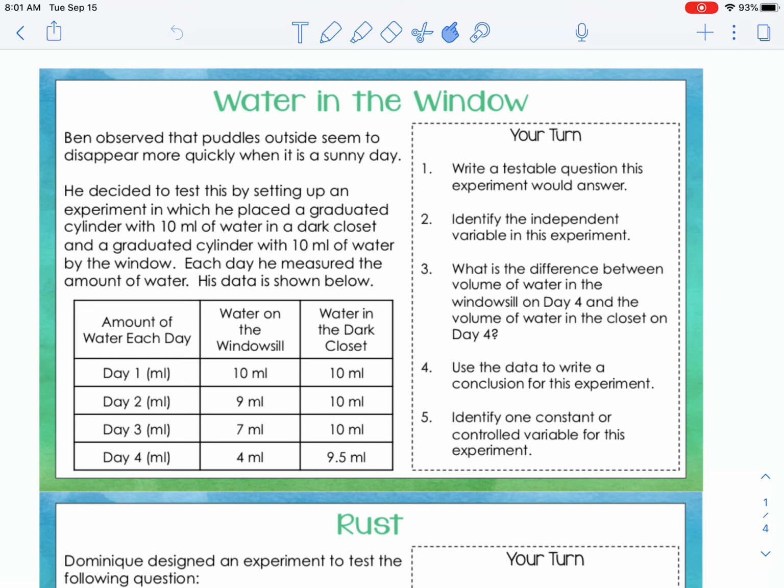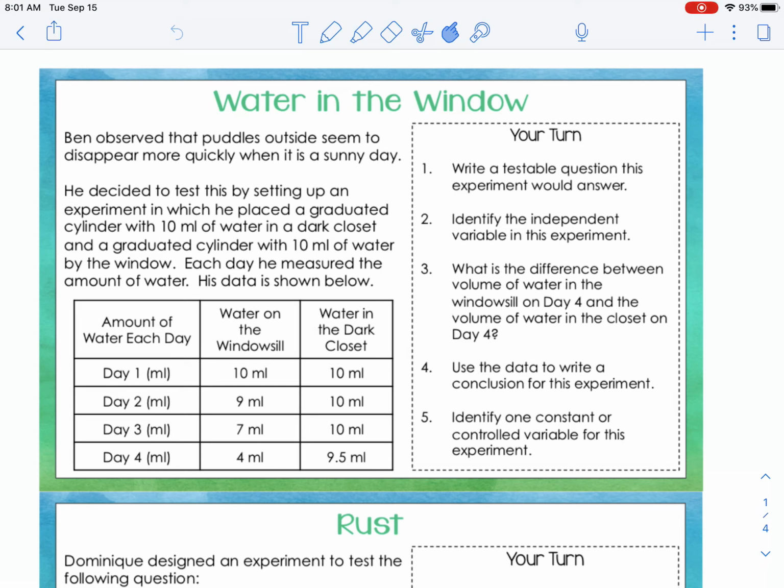He decided to test this by setting up an experiment in which he placed a graduated cylinder with 10 milliliters of water in a dark closet and a graduated cylinder with 10 milliliters of water by the window. Each day he measured the amount of water. His data is shown below. So you can see here day number 1, 2, 3, and 4. He looked at it for 4 days.